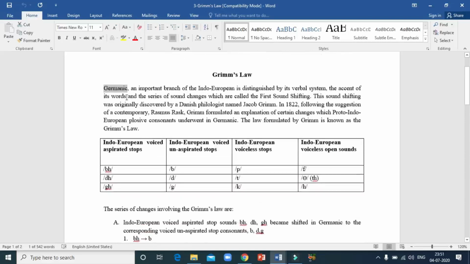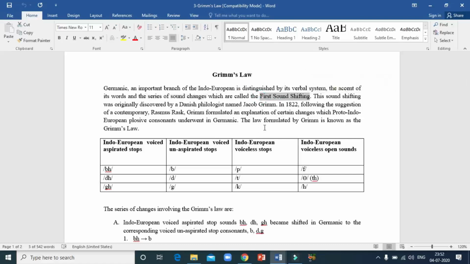So Germanic, which is a very important branch of Indo-European language family, is distinguished by its verbal system, the accent of its words, and the series of sound changes. So we can call these series of sound changes first sound shifting. So first sound shifting is what is attempted to be explained by Grimm's law.